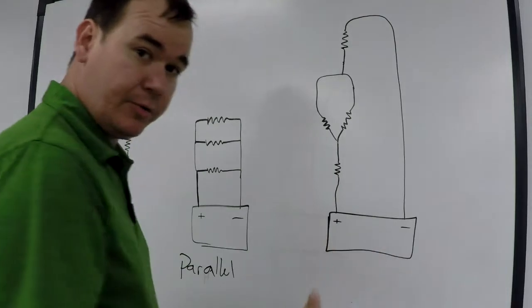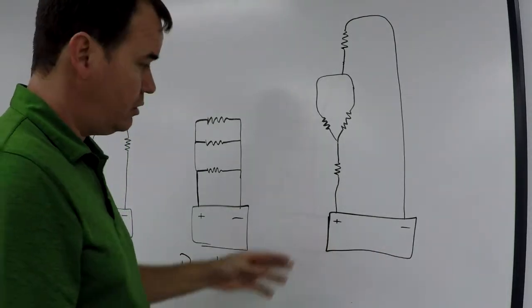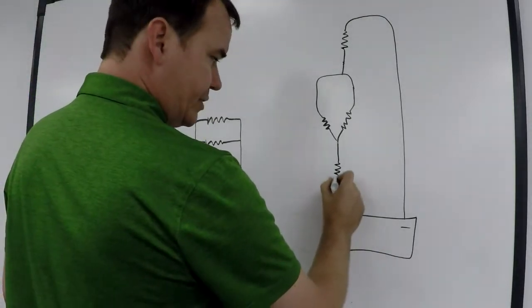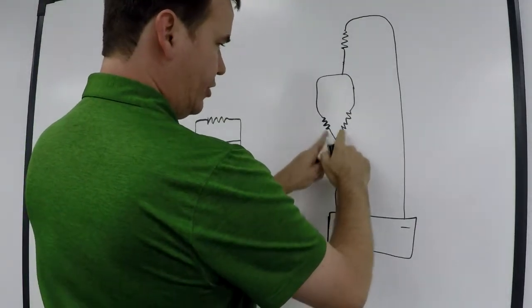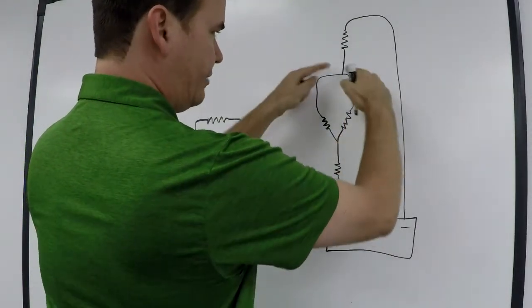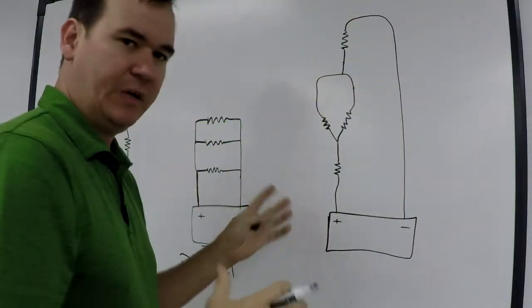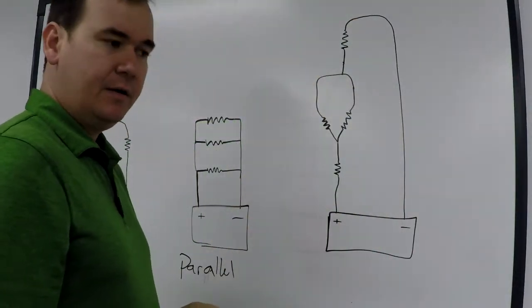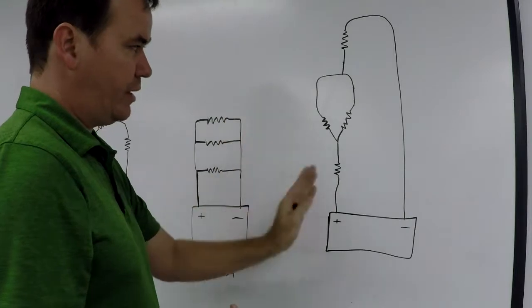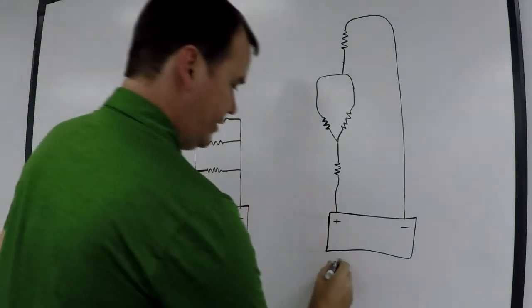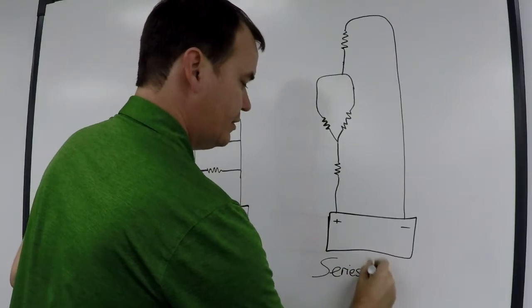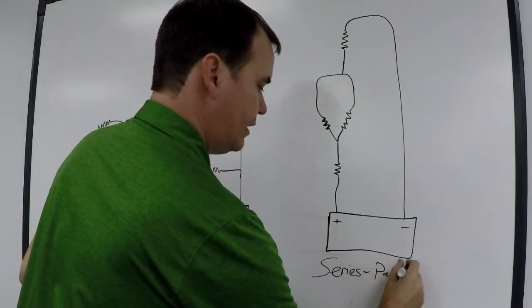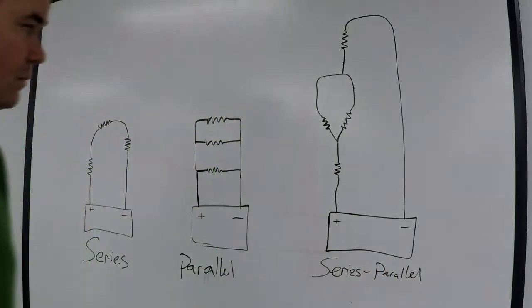If it has both, it's a series parallel. So here I'm going through one resistor, and then I have a Y, and then it's going to go through two resistors, and then back the arrow through one resistor. There could be many combinations for that. This is just a quick example to show you. So that would be called a series parallel.